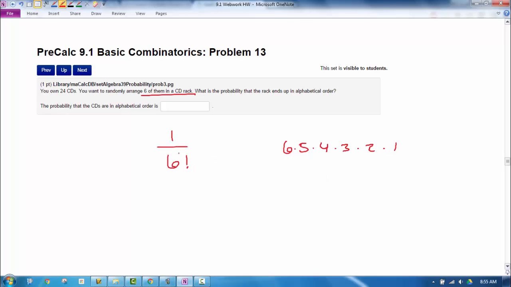That's the number of ways you can arrange 6 things. The 24 CDs kind of throws you off, but that's not useful in this problem. So it's 1 divided by 6 factorial.